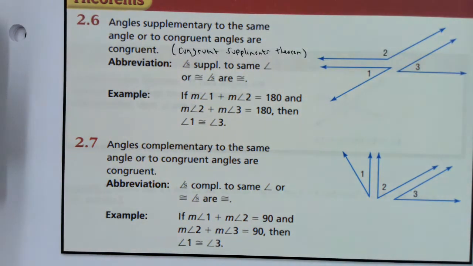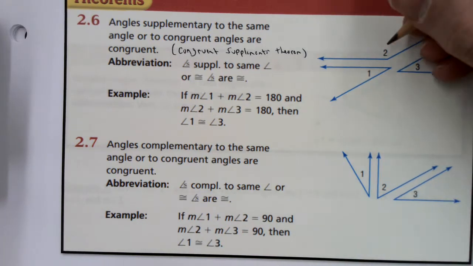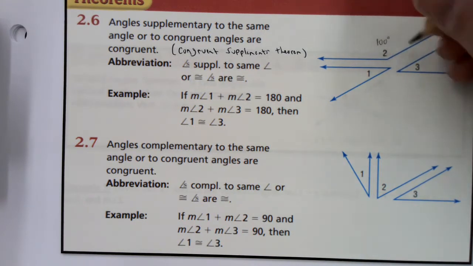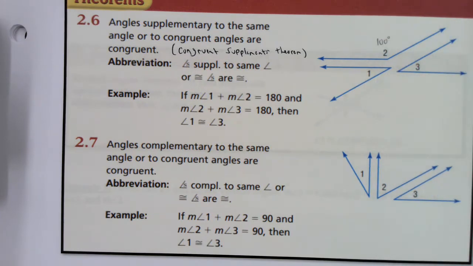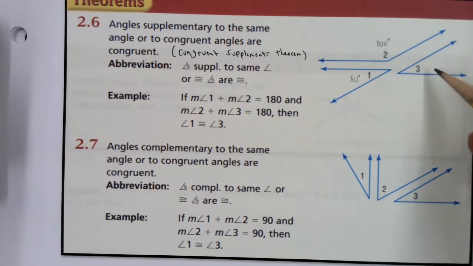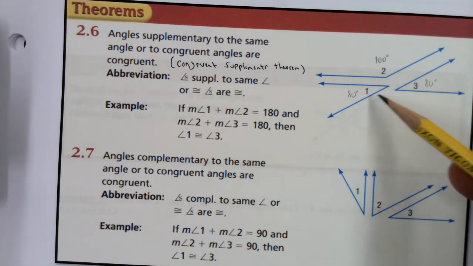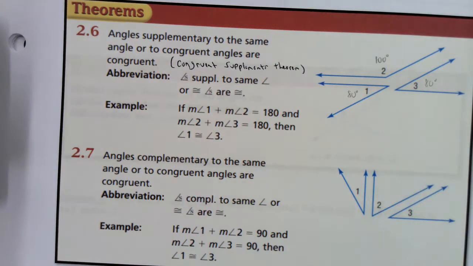Think about it. If we have an angle, let's say angle 2 is 100 degrees. Let's just make it easy. And I say angle 1 is supplementary to angle 2. So I'm just going to write this down. If angle 2 is 100 degrees and angle 1 is supplementary to it, then angle 1 has to be 80 degrees. And if I say angle 3 is also supplementary to angle 2, that means angle 3 has to be 80. So you see these are the same, because if they're supplementary to the same angle, they have to be congruent.